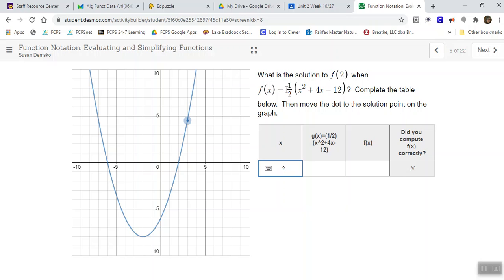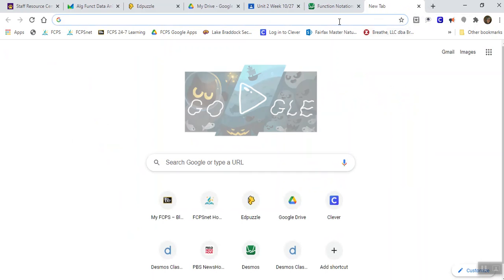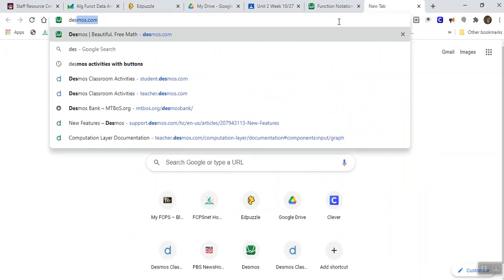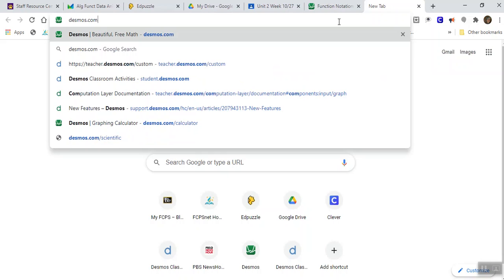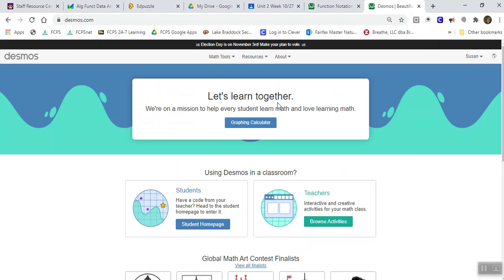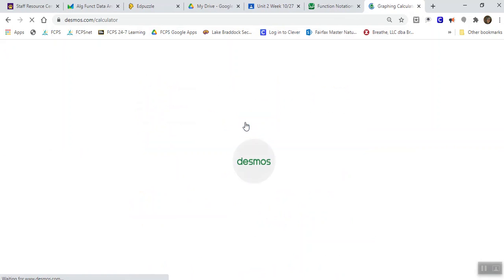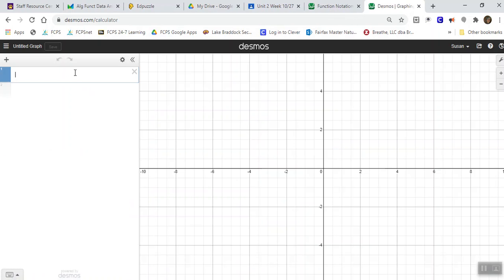Now the problem is when I go to copy this, Control C, and put it in here, Control V, it's really hard for me to see. Although I probably could work on it in here, it's just hard for me to see. So if I want to make it easier for me to see, I will open up a new tab. I will go to Desmos.com, which is just the graphing calculator. I will click on graphing calculator, and then here is where I'm going to do Control V.